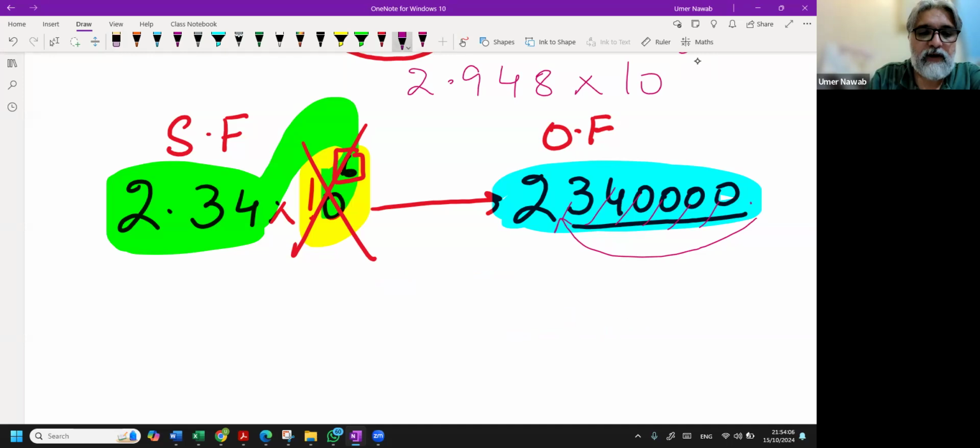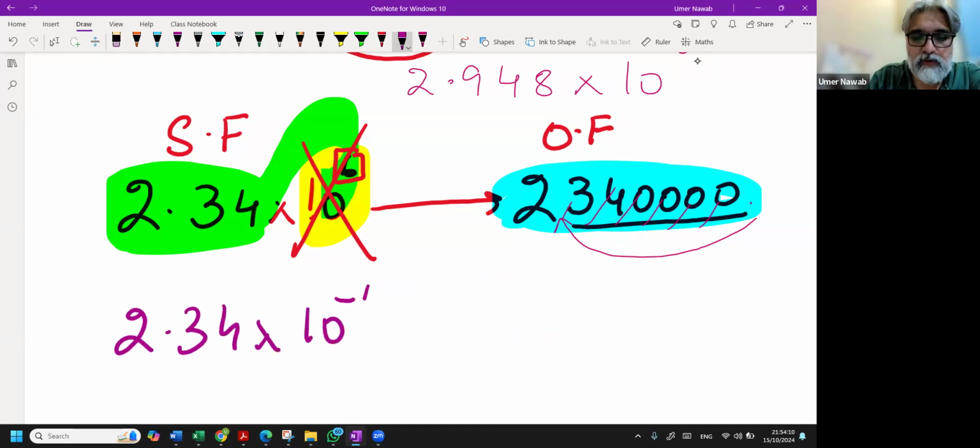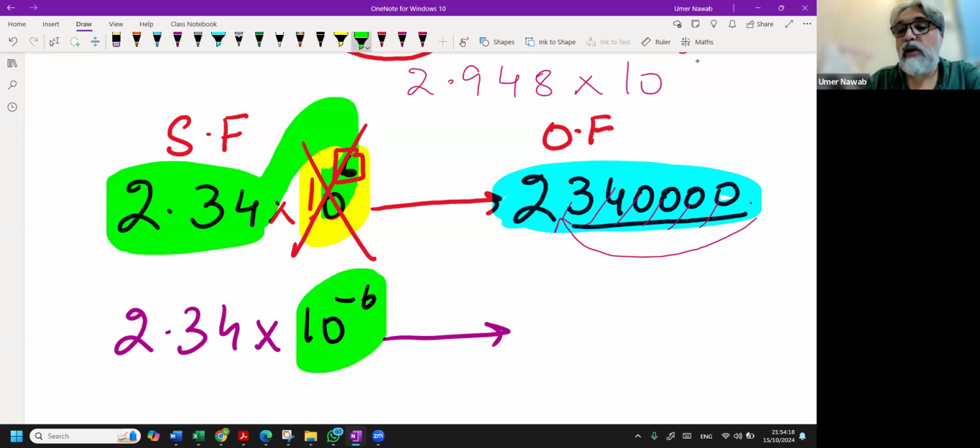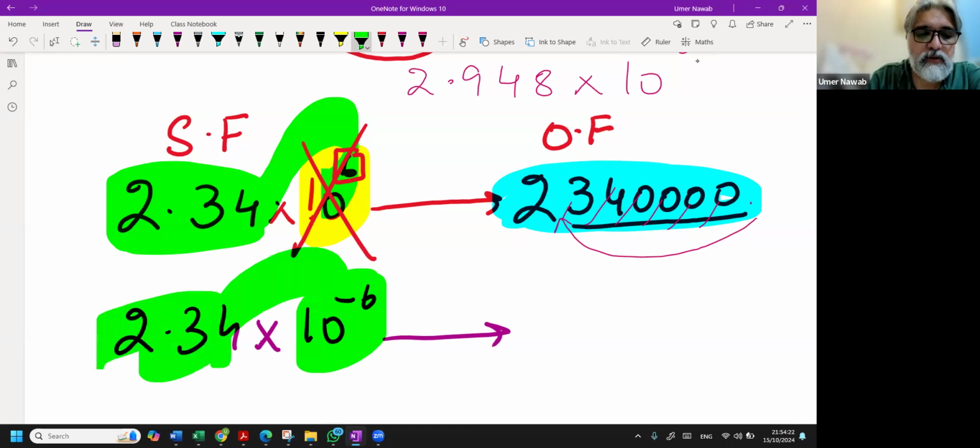And if I have 2.34 into 10 raised to the power negative 6, it is in standard form, and I want to convert it into the ordinary form. Now this minus 6 means it's a small number, so you need to merge it into the decimals. A big number becomes a small number, because 10 raised to the minus 6 makes this number very small by pushing the decimal to the left.